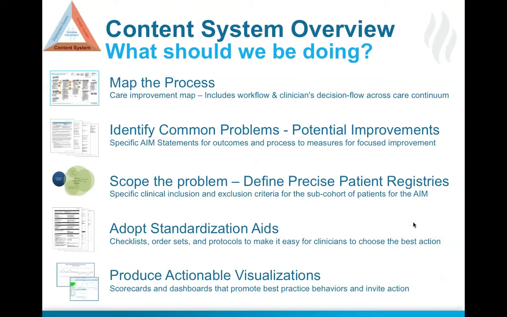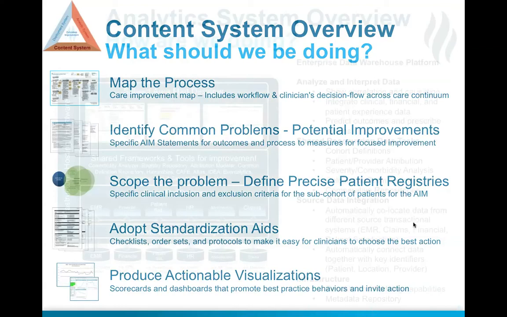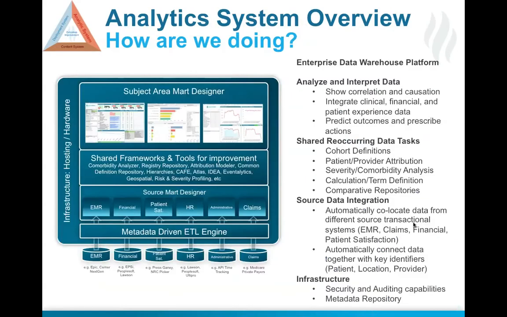So those are all of the components that we'll talk about today for what we would consider a content system. Then we'll talk a little bit about the analytics system. So this is the ability to measure how we're doing. We want to be able to find patterns in the data to show correlation and causation. We want to be able to integrate clinical, financial, and patient experience data and be able to predict outcomes and prescribe actions that will be most appropriate for an individual patient.